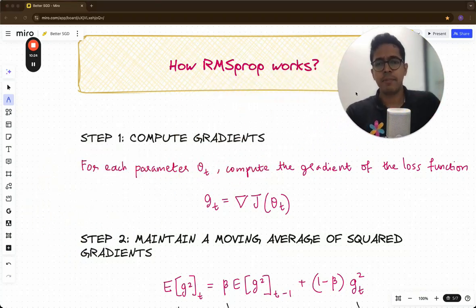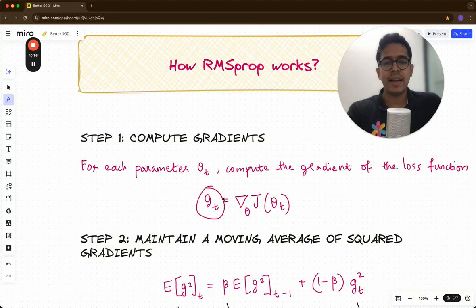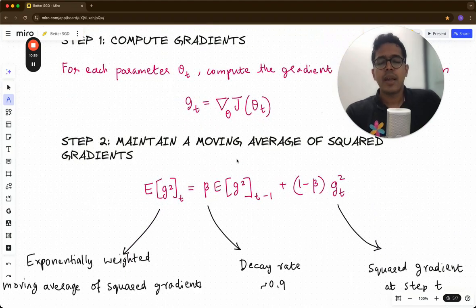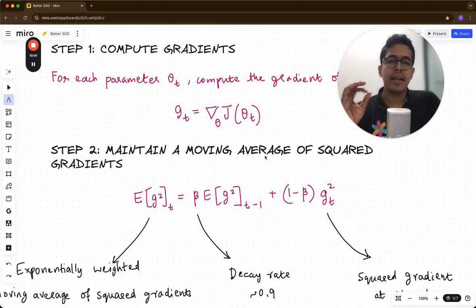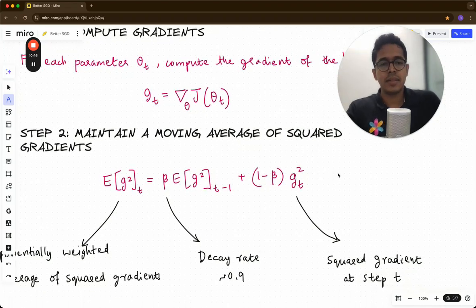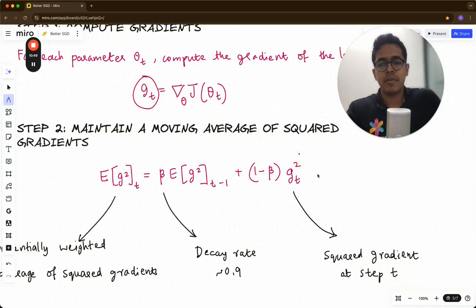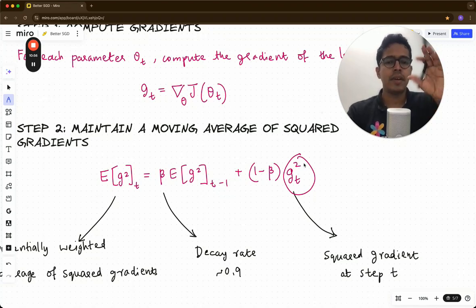So the first step, as usual, is to compute the gradient of the loss function with respect to theta. So gradient of J with respect to theta, and this is the vanilla gradient, the normal gradient. Now after this, we maintain a moving average of the squared gradients. Now what is a squared gradient? This is a squared gradient. The gradient, whatever we calculated before, we are squaring it so that the sign does not matter. Whether the gradient is positive or negative, it doesn't matter. We are just squaring it. So, squared gradient at time step t.